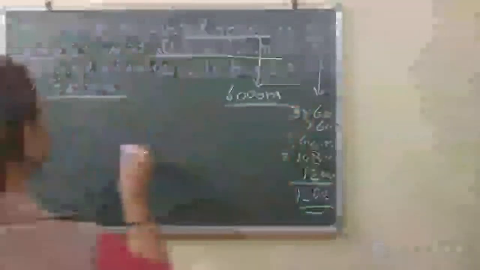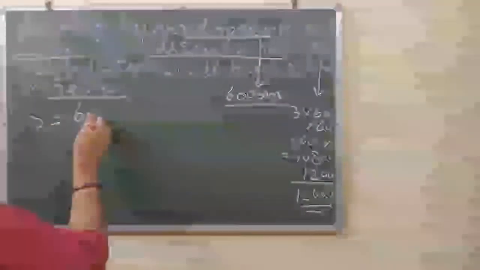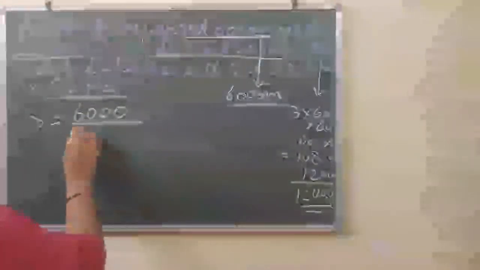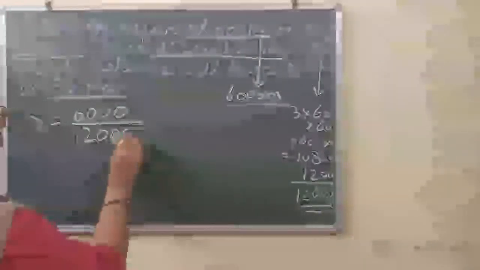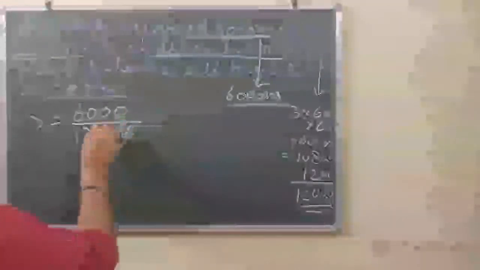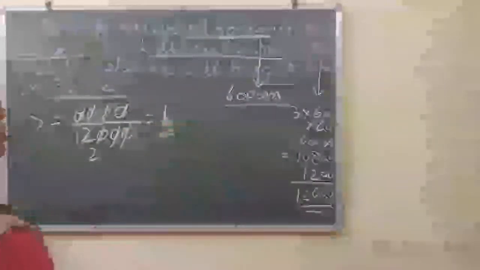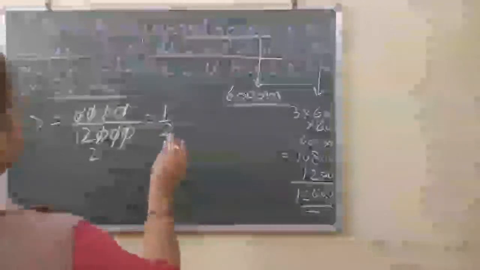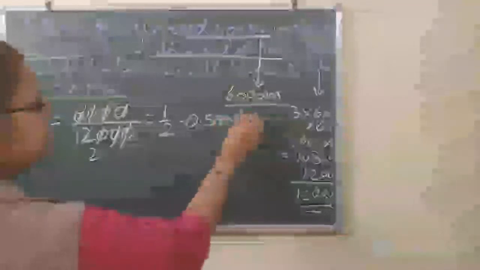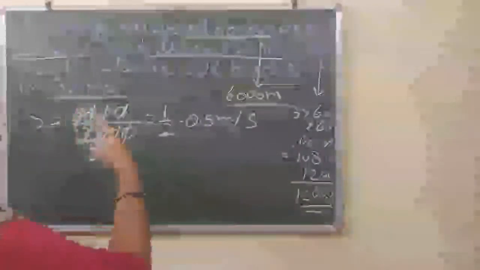Total distance is this one. So speed we can find out. So speed is equal to distance. Distance is what here? You all also please do it. And time is what? Okay. So now meter and second. So cancel it. 1, 2, 3. 6 2s are 12. 1 by 2. So 1 by 2 means 0.5 meter per second.